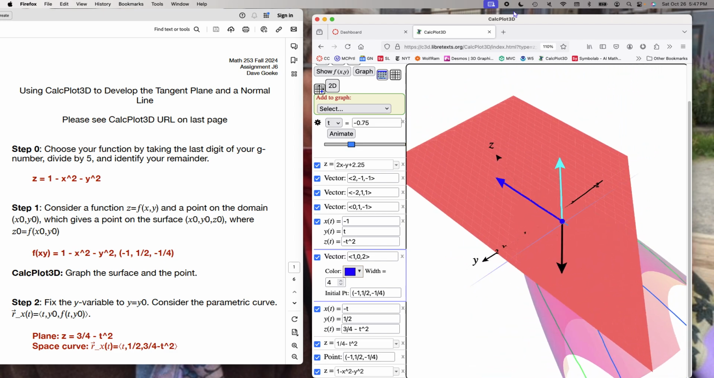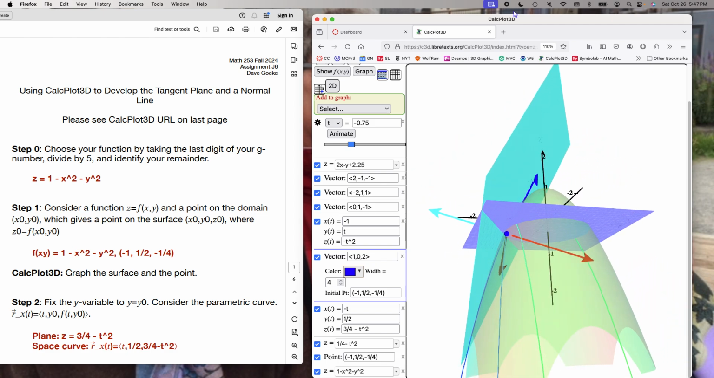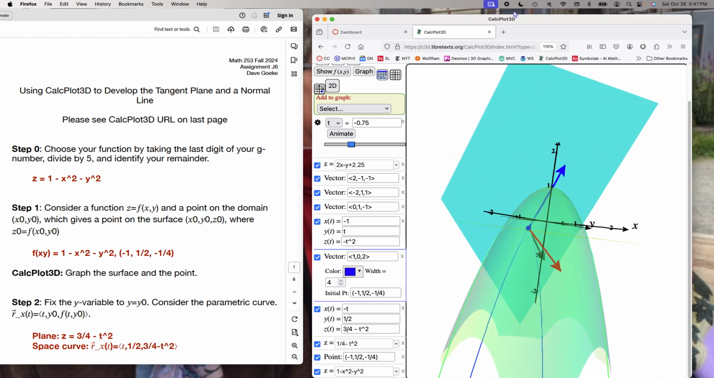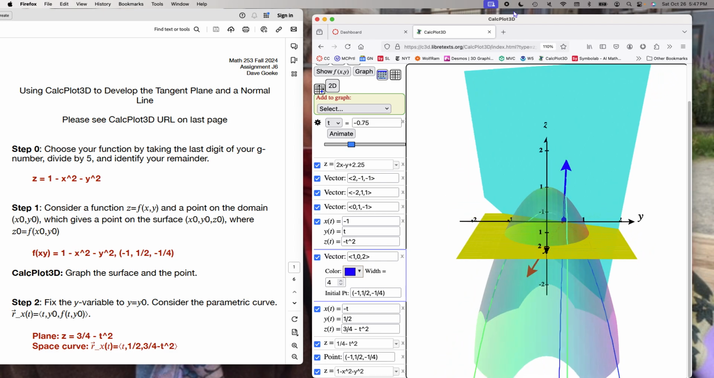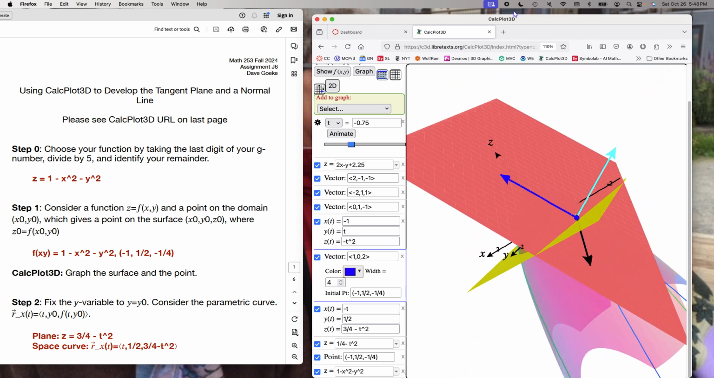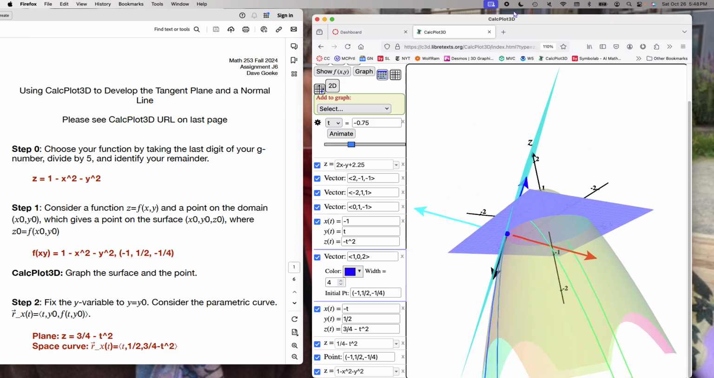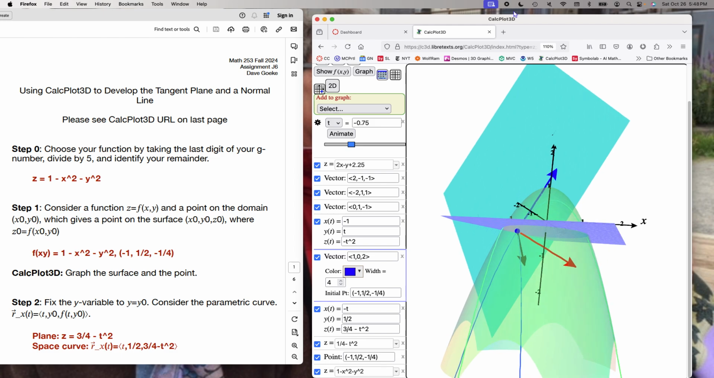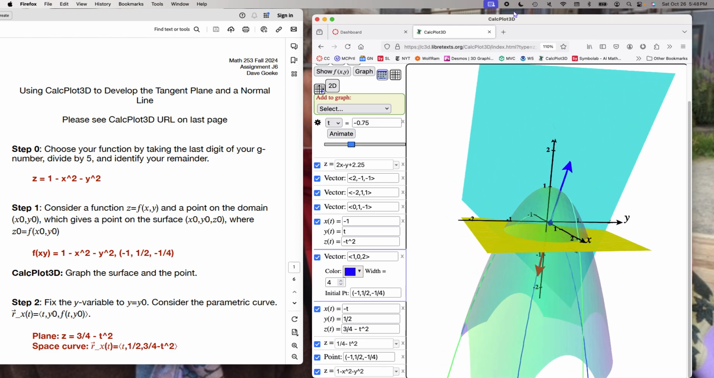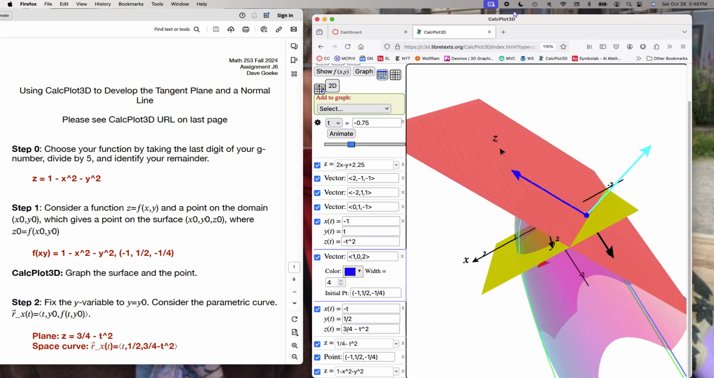Referring first to steps 0 and 1, the expression in this assignment is 1 minus x squared minus y squared, with initial values for x and y of -1 and 1/2, which gives a value of z sub 0 of -1/4. This point is the big blue dot on the paraboloid. This is about the only part of this assignment that was easy to understand how to do.